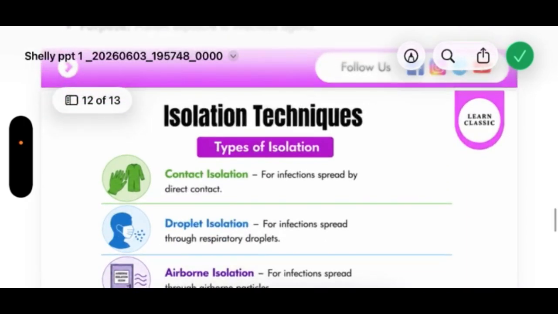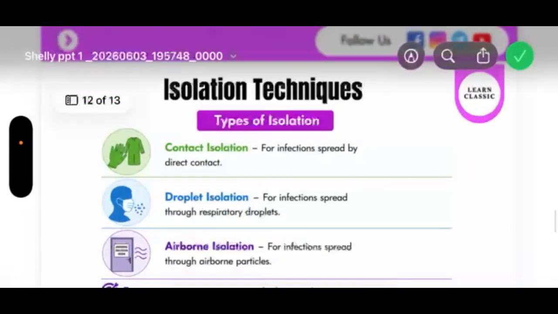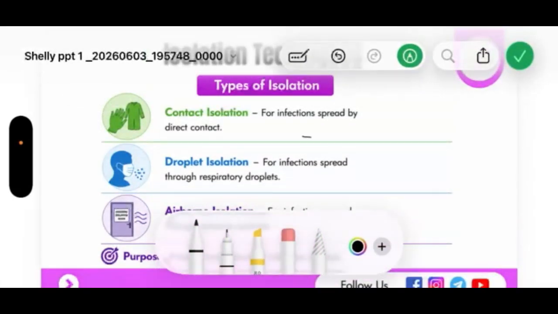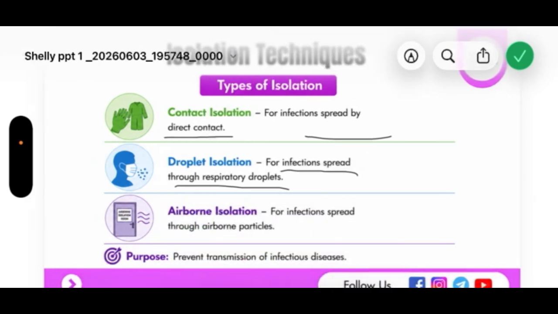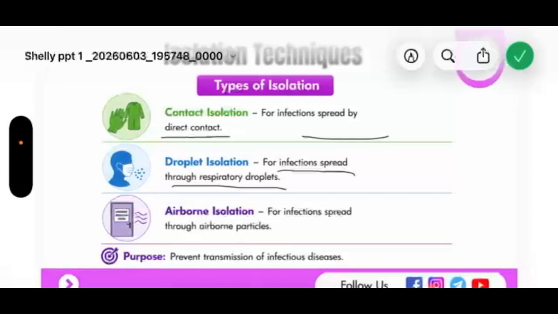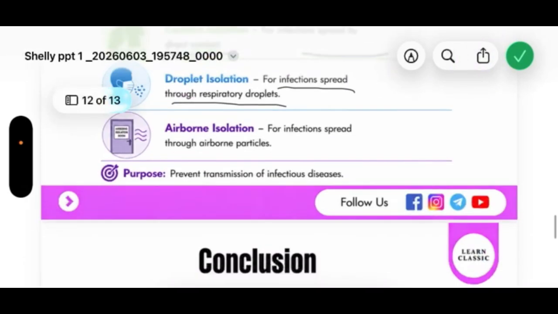So what are the isolation techniques? Types of isolation, we all can remember now. Contact isolation for infections spread by direct contact. Droplet isolation for infections spread through respiratory droplets. And airborne isolation for infections spread through airborne particles. And what is the purpose of it? Prevent transmission of infectious disease.